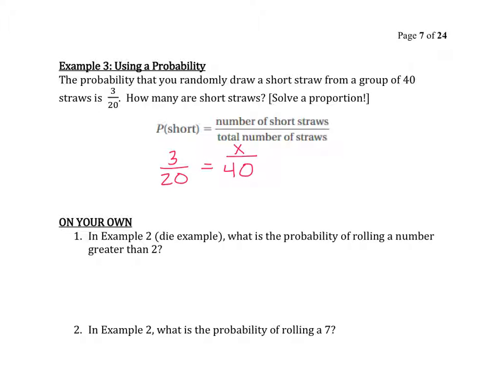Now, if you're looking at it as similar fractions, we can see pretty easily that 20 times 2 will give us 40, which means that 3 times 2 will give us our x, which means that our x is equal to 6 short straws.